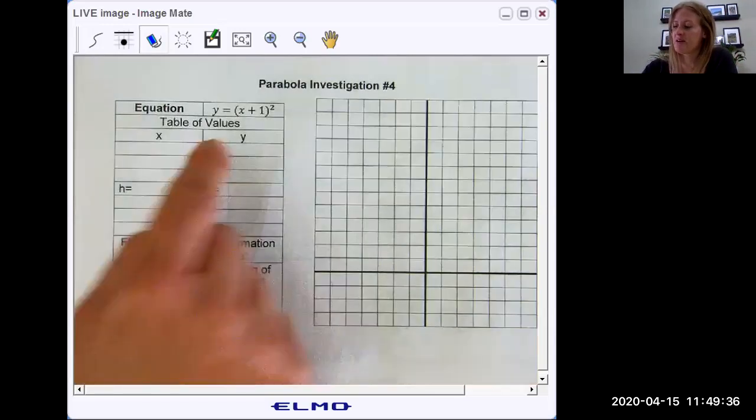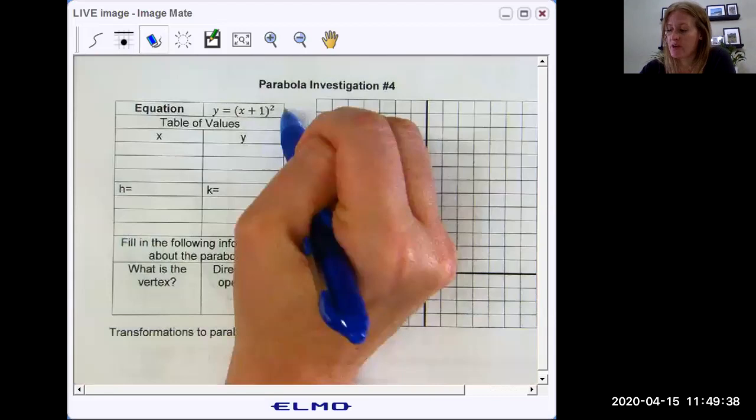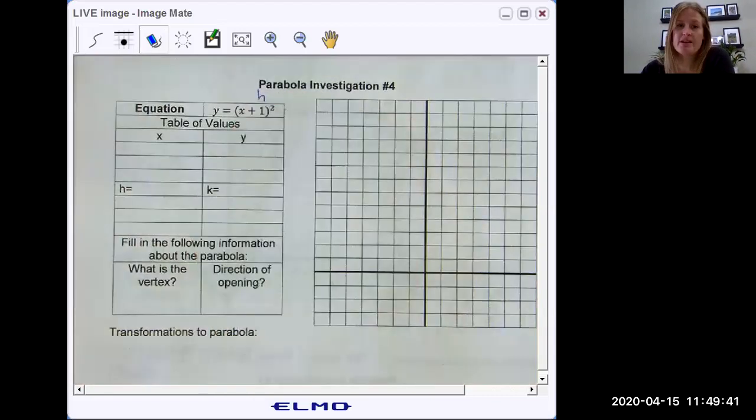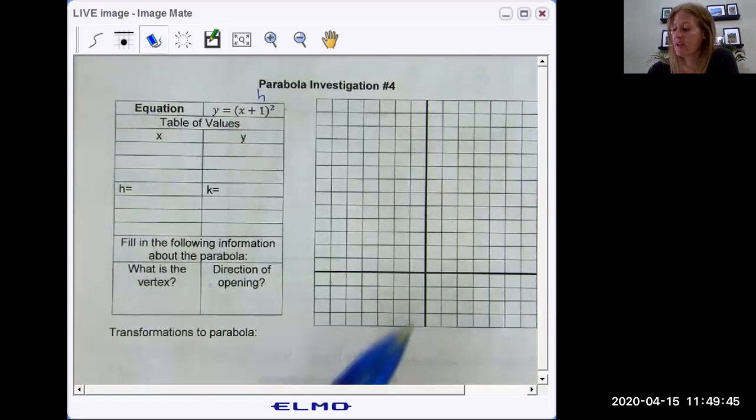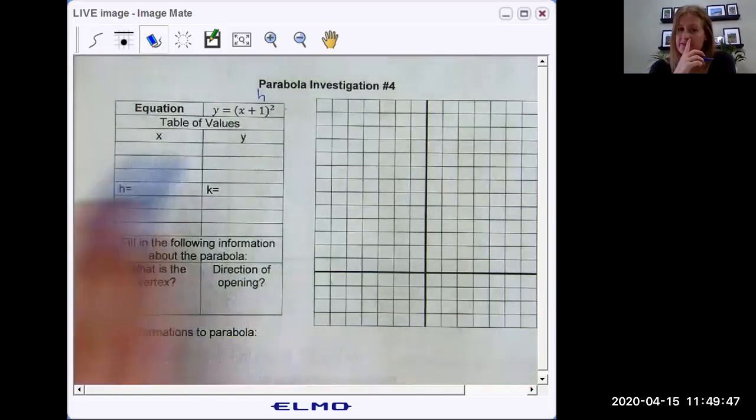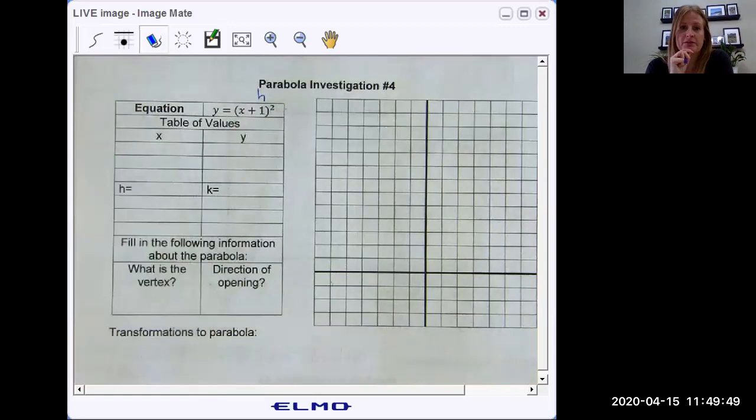Okay, slight difference here. We don't have a K value, but we do have an H value. y equals (x plus 1) squared. Before doing a table of values, before graphing, tell me what the vertex of this equation will be. So really tell me what the H value and the K value are.